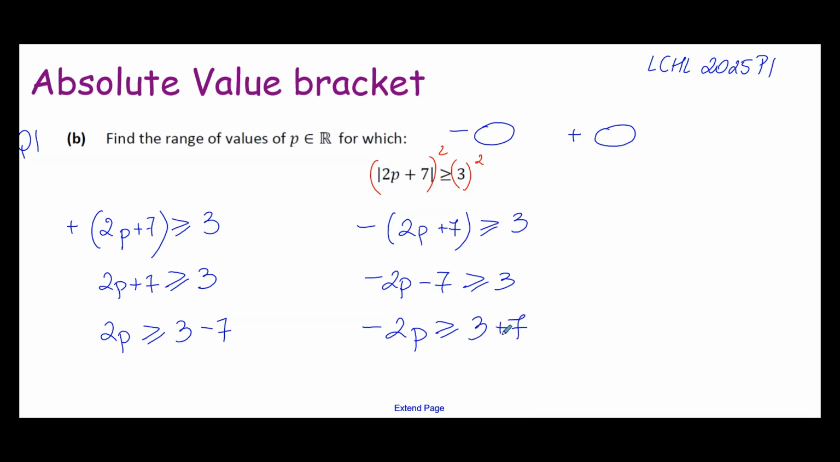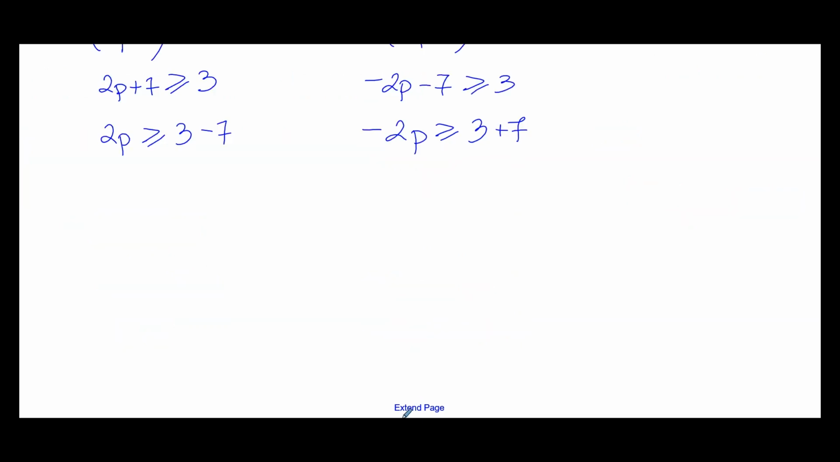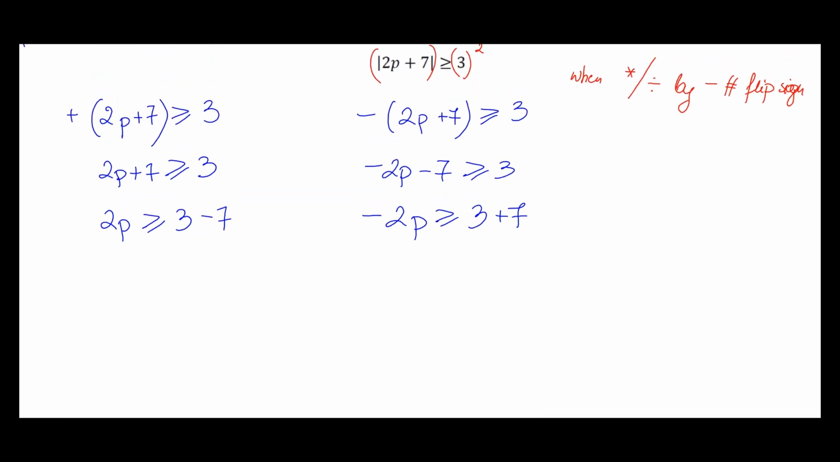Now, one thing about inequality is that we solve it the same way as if it was an equal sign, with one exception to the rule. When we multiply or divide by a negative number, we flip the sign of the inequality. So that's an important thing to remember, and that's what's going to happen here.